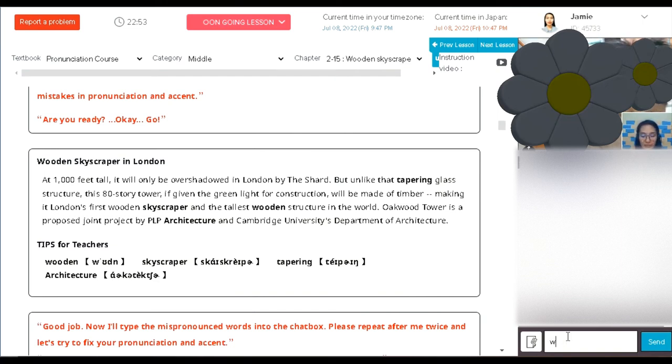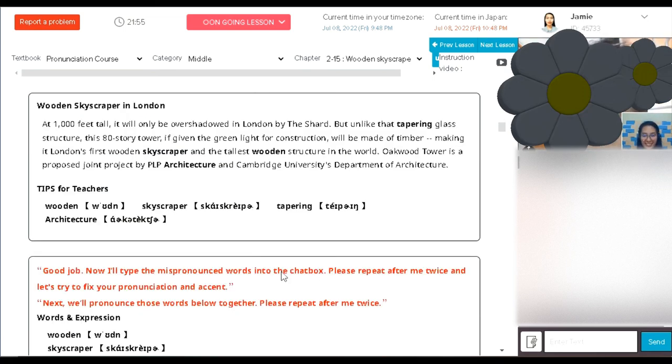Wooden skyscraper in London. At 1,000 feet tall, it will only be overshadowed in London by the Shard. But unlike that tapering glass structure, this 80-story tower, if given the green light for construction, would be made of timber, making it London's first wooden skyscraper and the tallest wooden structure in the world. Oakwood Tower is a proposed joint project by PLP Architecture and Cambridge University's Department of Architecture.